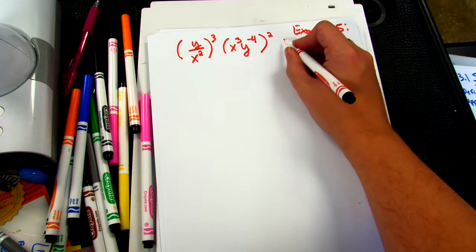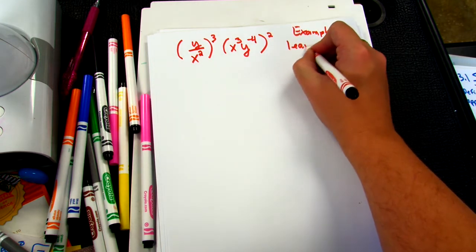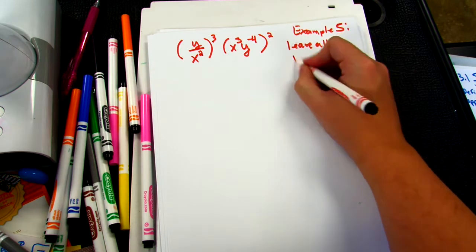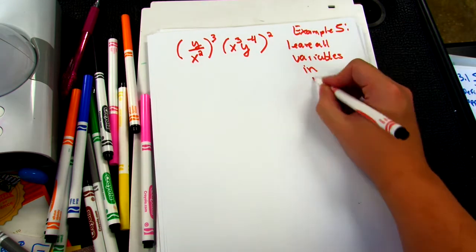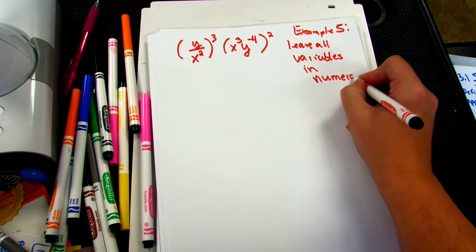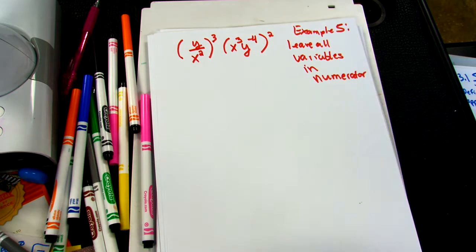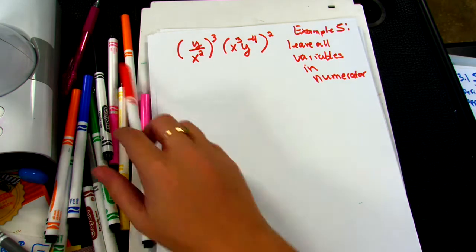Simplify, but leave all variables in the numerator. So that means that if I get a negative exponent, that's okay. Leave it in the numerator. Okay, that's fine. Leave it in the numerator. Leave it negative in the numerator. Okay, so let's go ahead and try this.